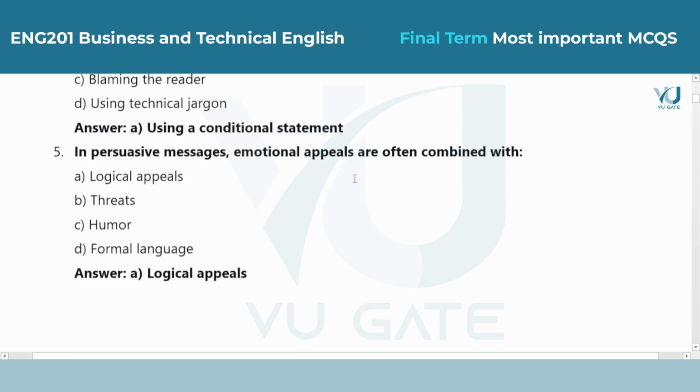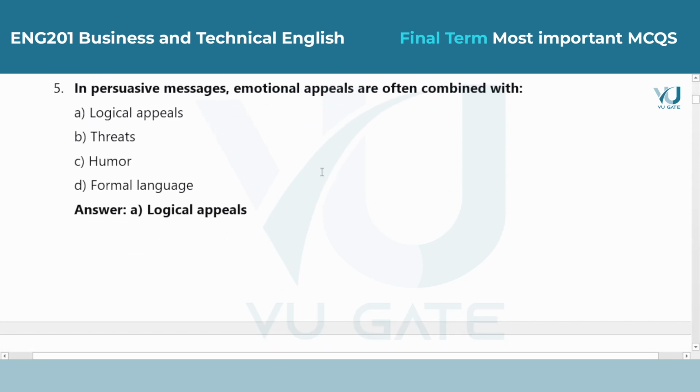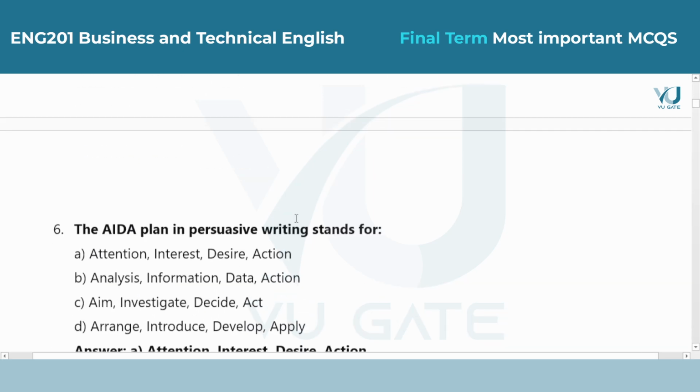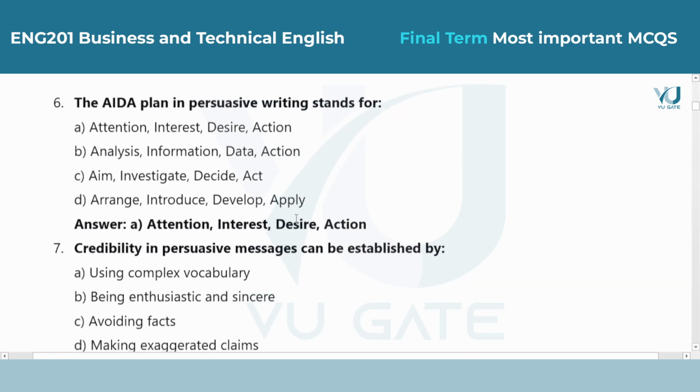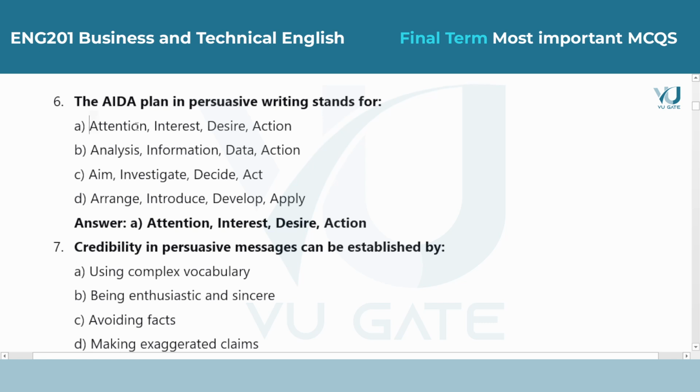5. Question. In persuasive messages, emotional appeals are often combined with, answer, A. Logical appeals. Concept. To convince someone, you need to balance their feelings with hard facts and rational evidence. 6. Question. The AIDA plan in persuasive writing stands for, answer, A. Attention, interest, desire, action. Concept. This is a four-stage psychological process used to guide a reader toward making a decision or purchase.